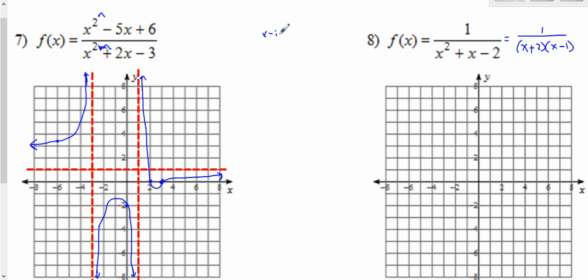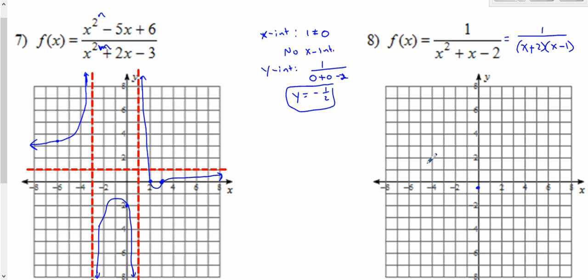For my x-intercept, the numerator is 1. And 1, if I try to set that equal to 0, it doesn't work. I do not have any x-intercepts. For my y-intercept, I plug in 0. So I'll get 1 over 0 plus 0 minus 2. So y equals 1 over negative 2, which is negative 1/2, which is right here.